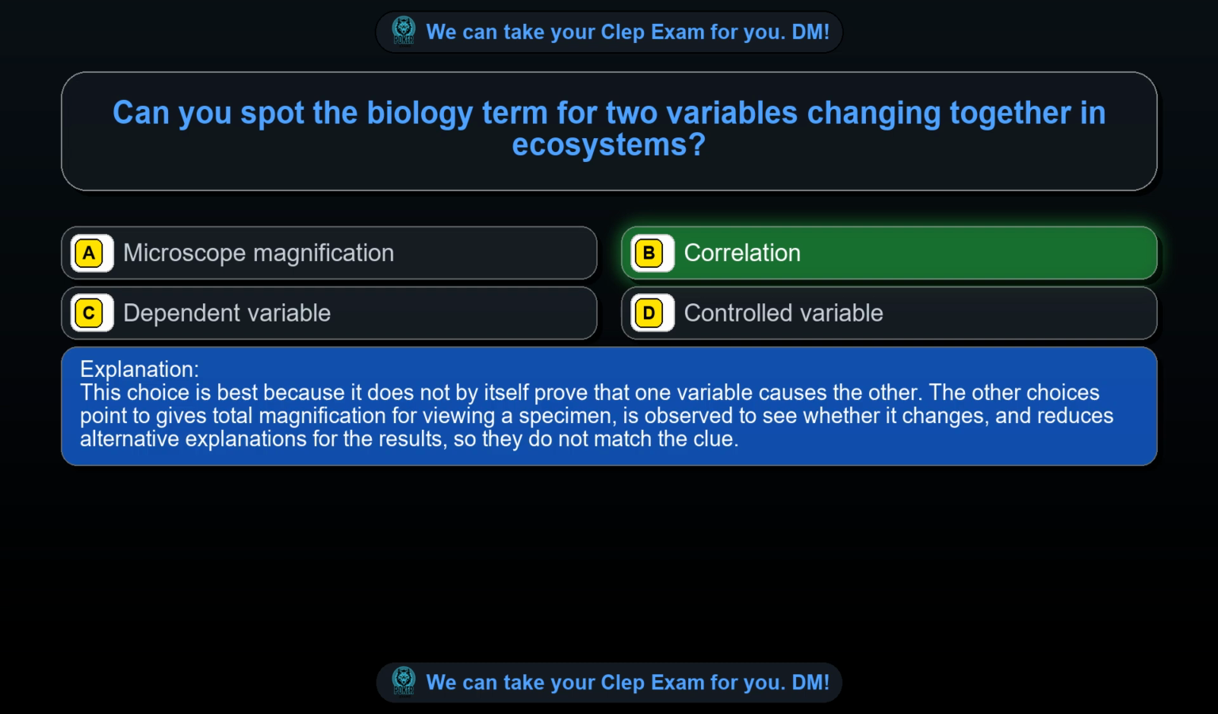This choice is best because it does not by itself prove that one variable causes the other. The other choices point to gives total magnification for viewing a specimen, is observed to see whether it changes, and reduces alternative explanations for the results, so they do not match the clue.